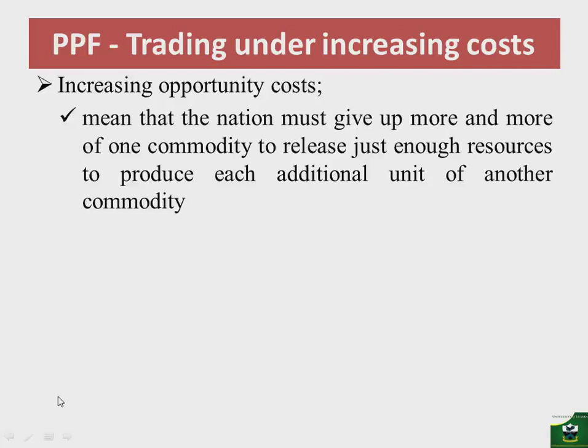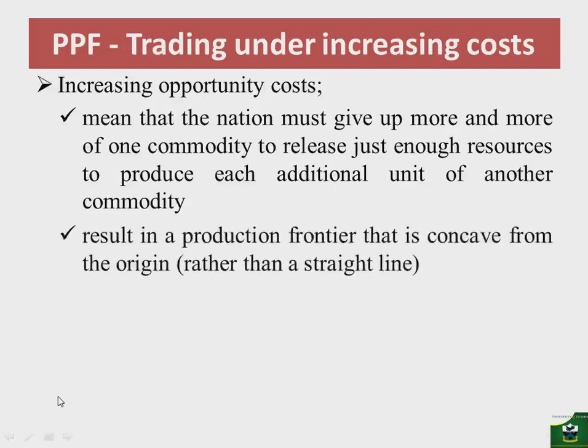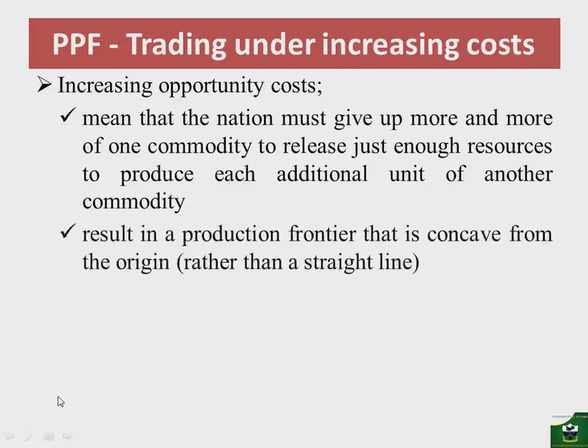That means to produce an additional unit, we'll be giving up more and more units of the resources needed for the production of commodity Y. Now this results in a production frontier that is concave from the origin and not a straight line. That means our PPF will be bulged outward like that.